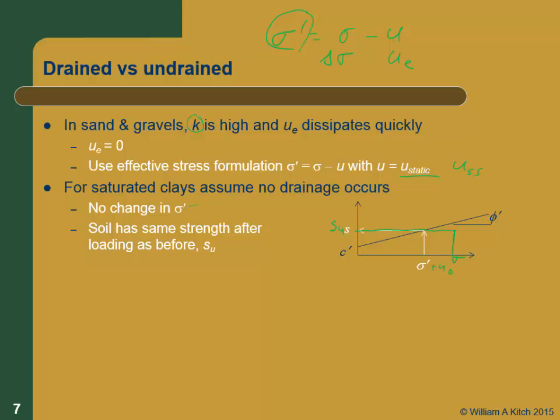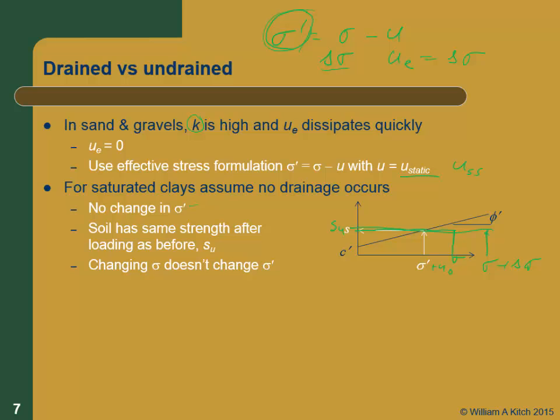Now if I add some delta sigma to the left hand side, and to the right hand side some delta sigma as u excess, where u excess is going to be equal to delta sigma, I'm going to get a new total stress out here. This is going to be sigma plus delta sigma. But my effective stress isn't going to have changed, so I'm not consolidating, so I don't get any more strength. So I'm still going to have the same strength, SU.